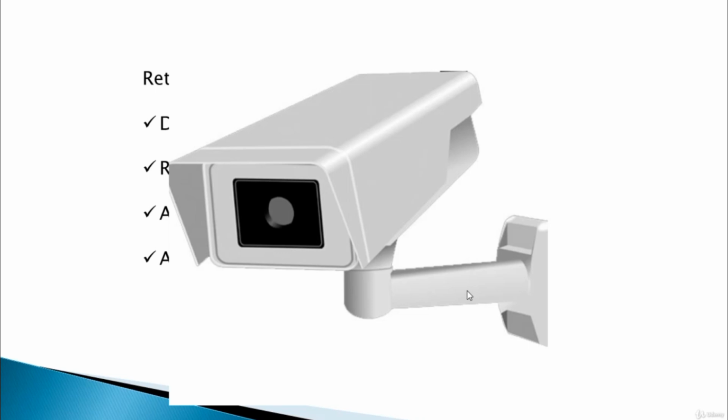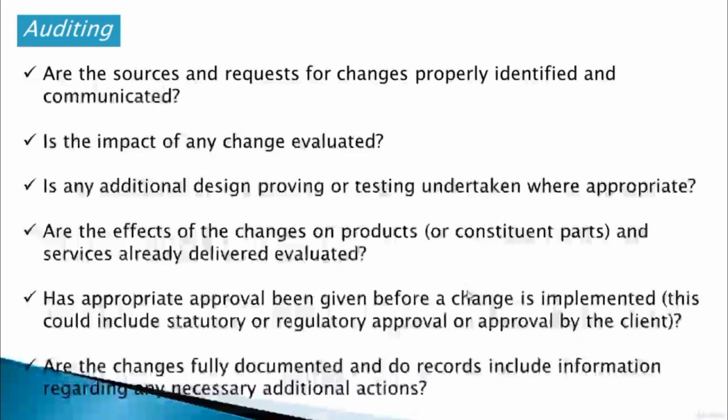and ensure that the client accepts these changes. Now, as for auditing this requirement, the auditor needs to see whether the organization has properly identified and communicated the sources and requests for the changes, and whether the organization has evaluated the impact of any change, and whether there is any additional design, proving, or testing undertaken where appropriate, and whether the effects of the changes on the products or services already delivered are evaluated by the organization, and has the organization given appropriate approval before a change is implemented.